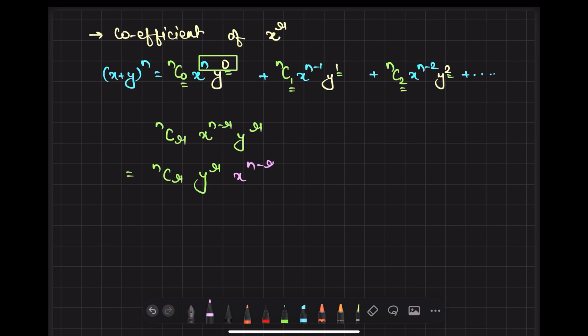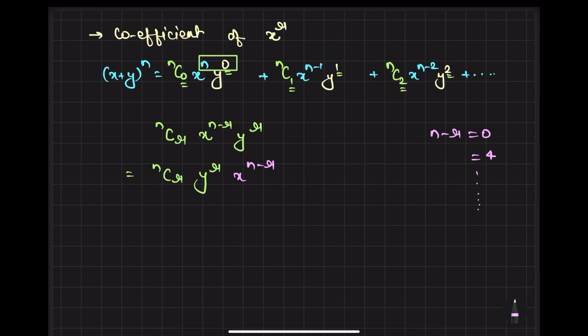n minus r. Now based on this part, suppose that you wish to make the term independent of x. So what we will do is put n minus r equal to 0. If we want the power to be 4, we will put n minus r to be 4 and so on. So this is the rough idea to find the coefficient of x power r, and we will do some illustrations so that you can hold great command over this part. We will try to solve every type of question in this part.